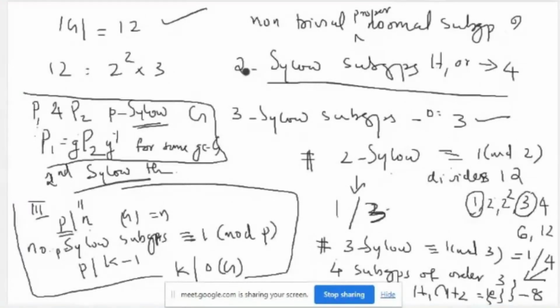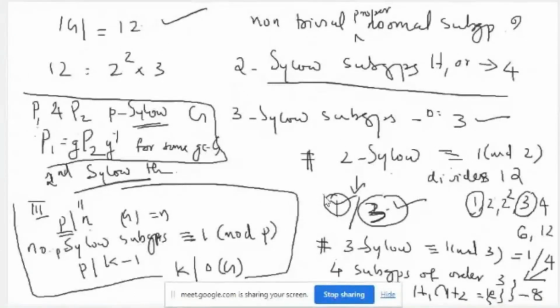But if there are 2-Sylow subgroups, the number of Sylow 2-subgroups is 1 or 3. If there are 3 Sylow 2-subgroups, what happens? We will get more than 4 elements from those 3 subgroups. But that is not possible because we have already listed 9 elements here, and only 3 elements are left.